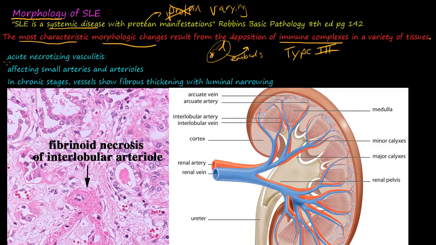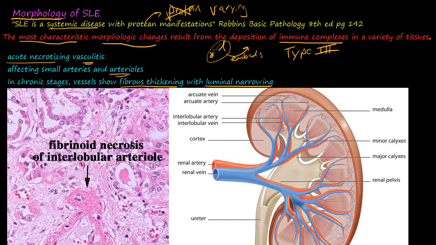So the first one we're going to talk about is acute necrotizing vasculitis. So this affects the small arteries and arterioles. And in chronic stages, vessels show fibrous thickening with luminal narrowing. So this is kind of a good starting point because this will describe a lot of the other pathologies or the other morphologies that we'll talk about. So it happens in the arteries or arterioles, and after a long time, you're going to get this fibrous thickening, and then the result, luminal narrowing.